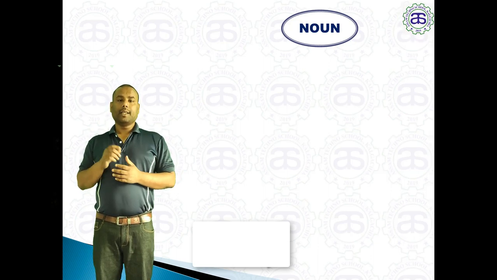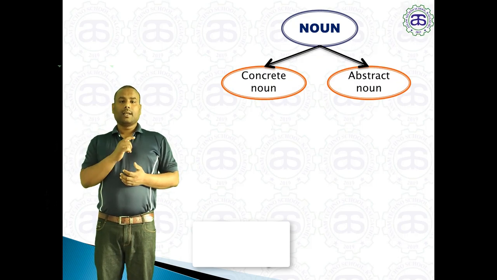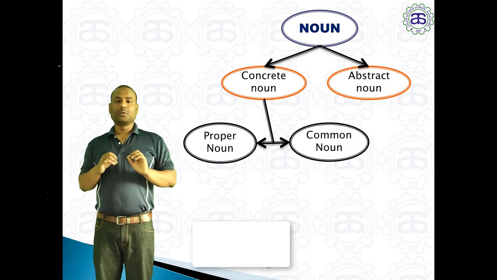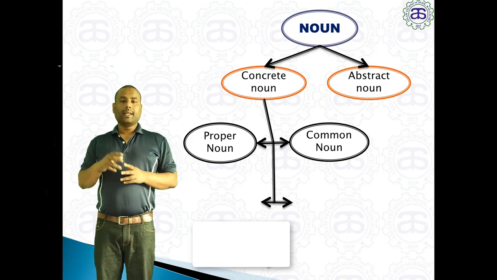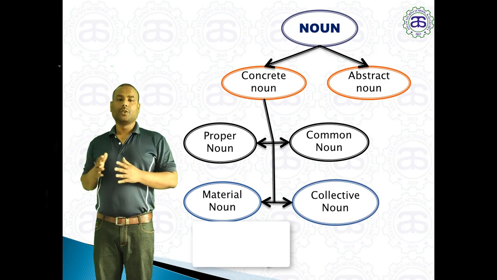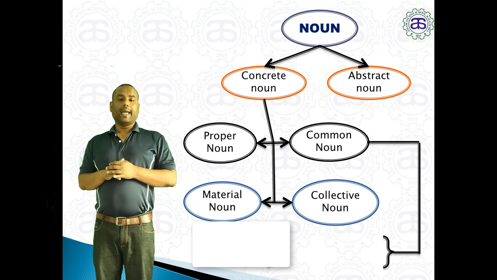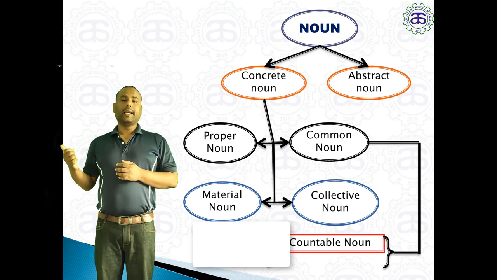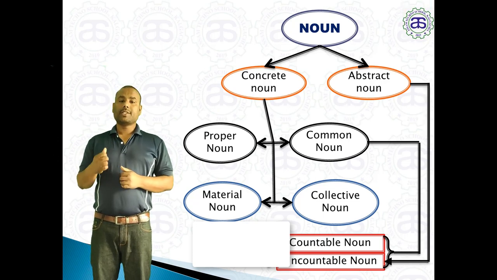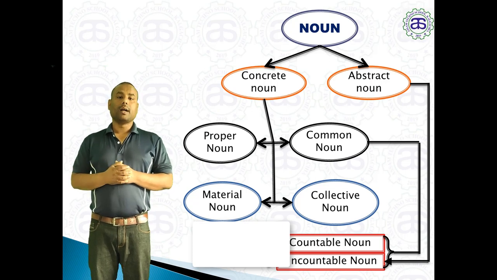So you can see noun, first of all, is divided into two categories, concrete noun and abstract noun. Concrete noun is again divided into two categories, common noun and proper noun. Concrete noun is again categorized into material noun and collective noun. Now, the last two types we have got, countable noun and uncountable noun. Here, one thing you should note down, that abstract noun and material noun will always be uncountable nouns.